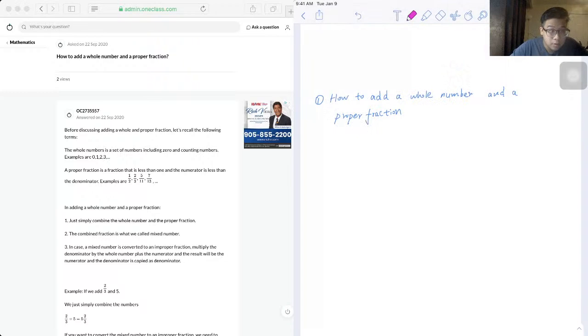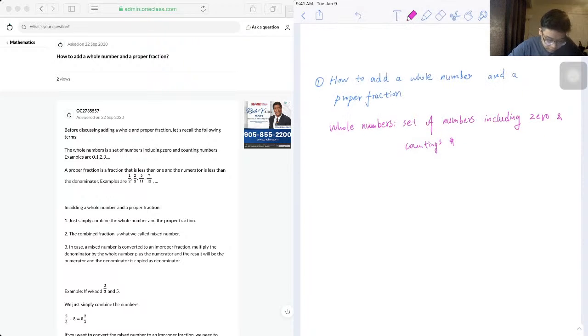So whole numbers are just a set of numbers including 0 and counting numbers. So examples could be 1, 2, 3, 4, 5, 6, 7, or maybe also 0 included.